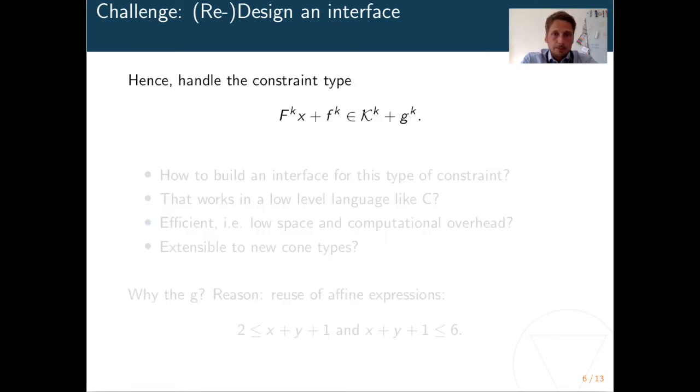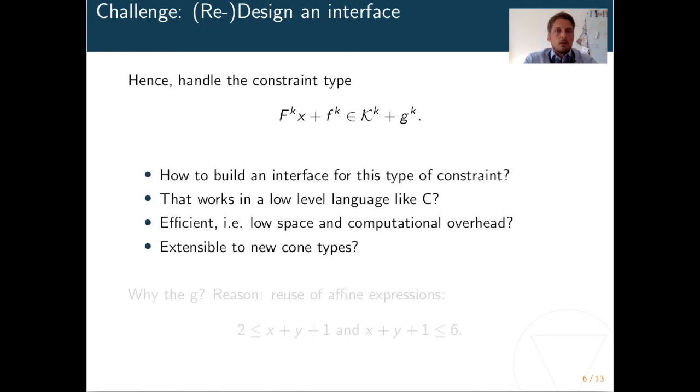So more formally, what we want to specify are constructs of this form here. A set of affine expressions must lie in a potentially translated cone. And this can of course be just a small part or a building block of the whole program, and then you want to combine several of these building blocks. The challenge from the development point of view was to build an interface for that in a low-level language like C, and of course you want to be efficient in terms of computational time and memory usage. And the following few slides are about this challenge.